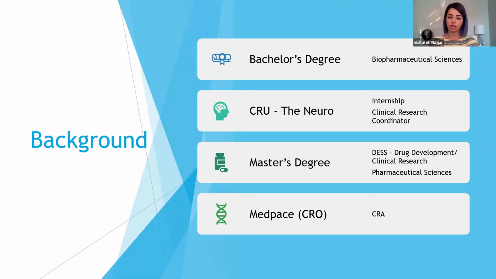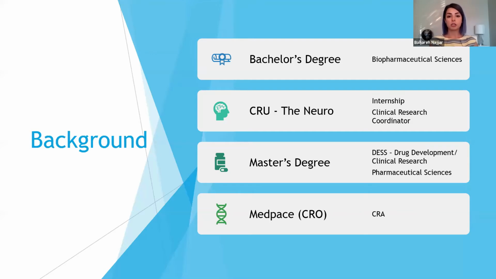So I did a project. I conducted an observational study on treatments of patients with multiple sclerosis. And then I got my master's degree. But even before I graduated, I got hired as a CRA at MedPace, which is a CRO. For those of you who are not familiar with this acronym, it's a contract research organization.